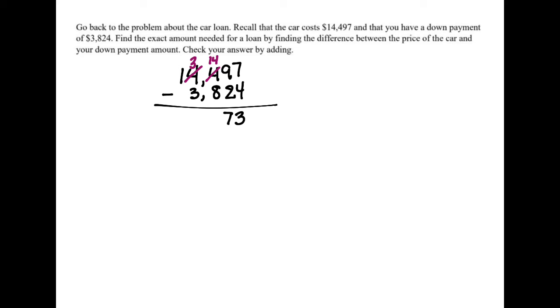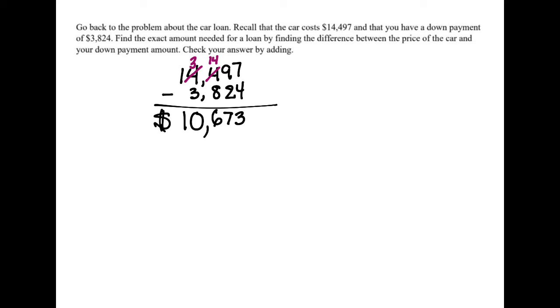So now 14 minus 8 is 6. 3 minus 3 is 0. And 1 minus nothing is 1. So you would need a loan for exactly $10,673. So if you were a bank and you wanted to estimate it, I would probably say 11,000, right?